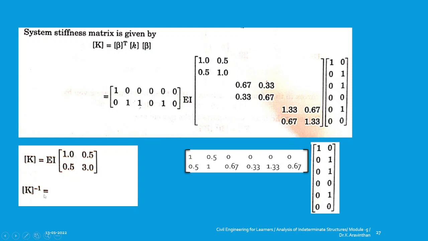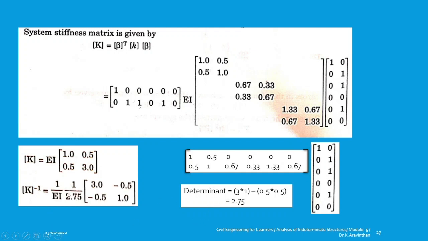Now how to find the inverse? Which I have discussed in the last class. First you have to find the determinant. What is the determinant? Multiply this diagonal, 1 into 3, minus 0.5 into 0.5. So what is the determinant value? This is 2.75. Now the inverse of the 2 by 2 matrix is 1 by the determinant of the matrix. So the determinant is 2.75, and 1 by 2.75 into, now you have to interchange the values, that is 3 is gone here and 1 will come here, and the next diagonal will be 0.5 and 0.5, which will be in terms of minus. You have to change the sign.